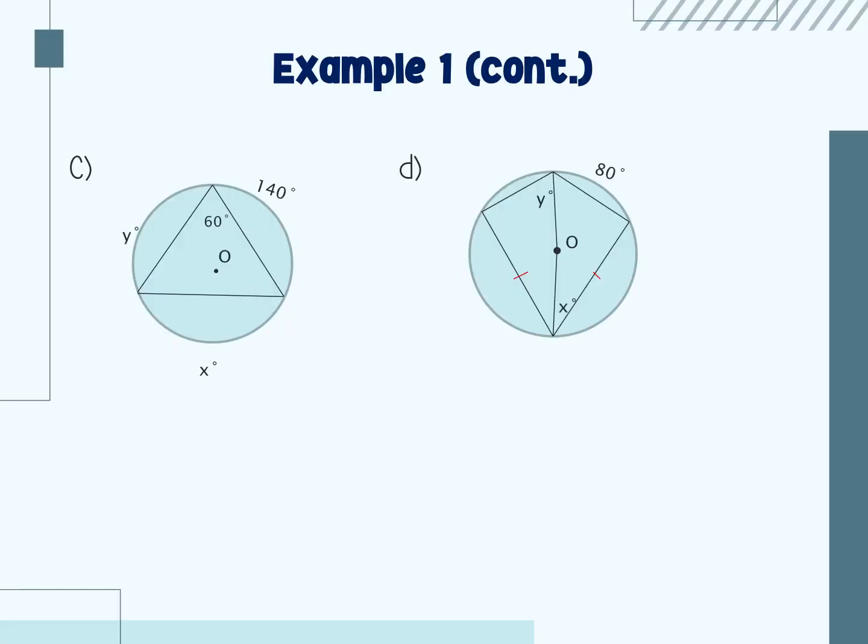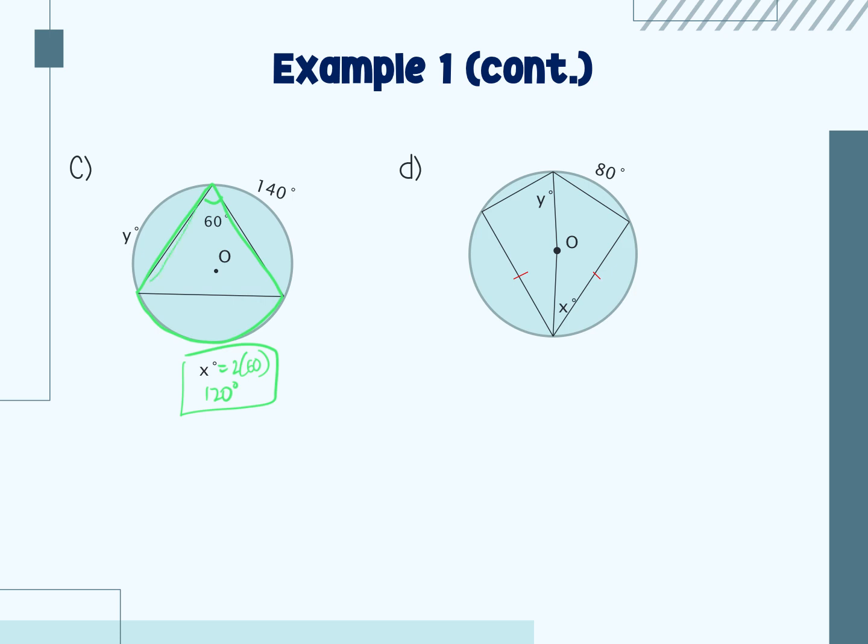A couple more problems. On this one I pretty much have to go piece by piece, creating my angles. I realize that if this angle is 60, this intercepted arc is 2 times 60, which is 120 degrees. So X is 120 degrees.